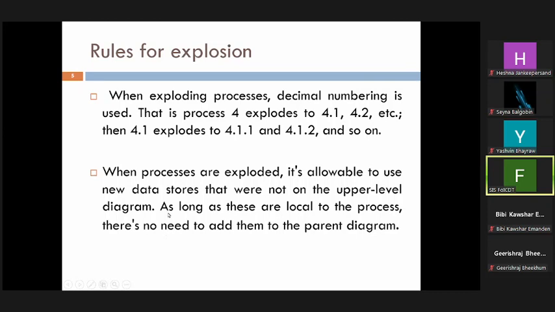And for the test and exam, I'm going to ask only one process. There's no need to do several processes.